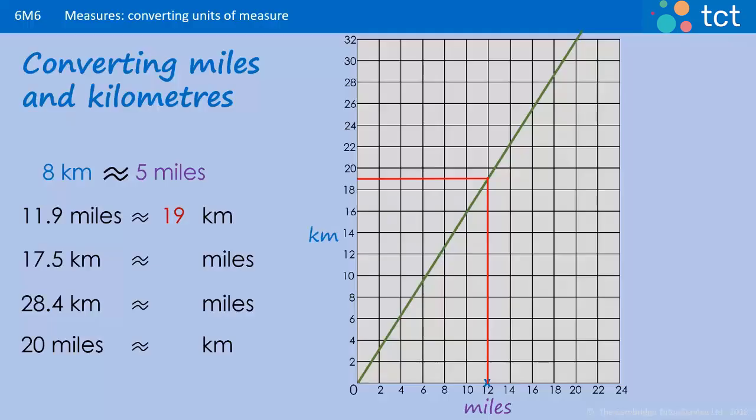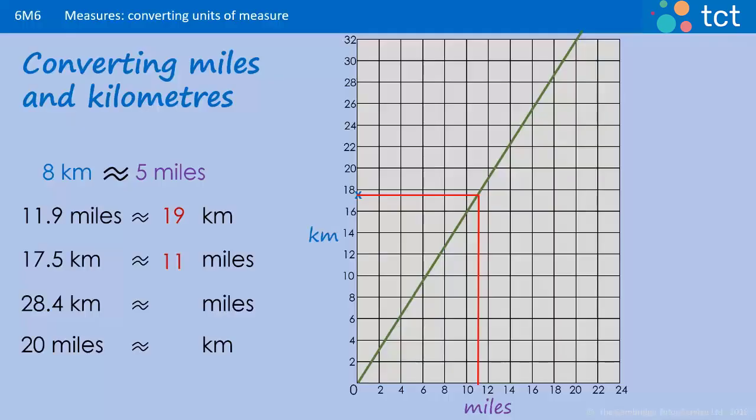Now we have 17.5 kilometres. Remember with this one the kilometres go up in 2s. Halfway between 16 and 18 is 17. 17.5 is going to be halfway between the 17 and the 18. So we're going to move that up to about there. Now take the line across, take it down. That looks as if it's about halfway between 10 and 12. So I'm going to say that's 11 miles.